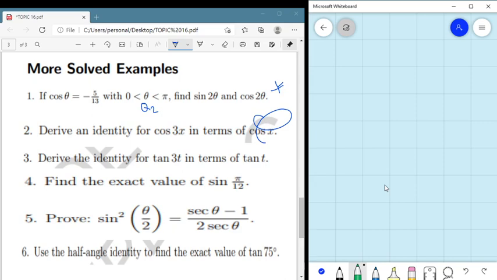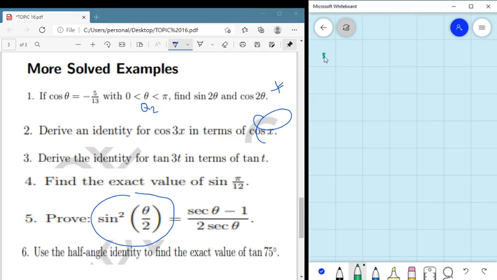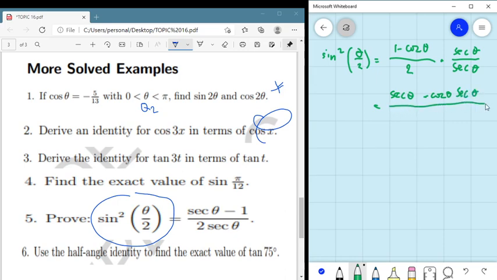So that's all for number 4. Next is number 5. We are to prove that sine squared of theta over 2 is equal to secant theta minus 1 all over 2 secant theta. So we are going to simplify the left side in order to match the right side. Let us recall that sine squared of theta over 2 is similar to 1 minus cosine theta all over 2. Since the denominator needs secant, we multiply both numerator and denominator by secant theta. So the numerator becomes secant theta minus cosine theta times secant theta, all over 2 secant theta.